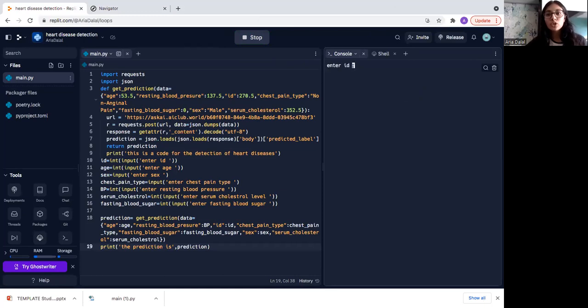So it's going to ask me a bunch of questions. We can start with enter ID, you can say 12. Enter age, give the example 57. Enter sex, female. Chest pain type, you can put a variety of different ones, but we can study typical angina in this case. Resting blood pressure, 130. Serum cholesterol level, you can say 245. Enter fasting blood sugar, we can say zero, which indicates that there is no fasting blood sugar. And through the Replit, we've been able to predict that the person is not suffering from a heart disease.